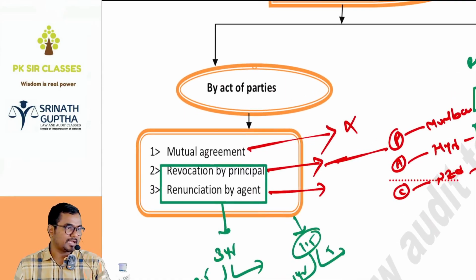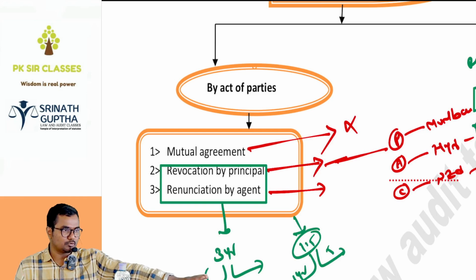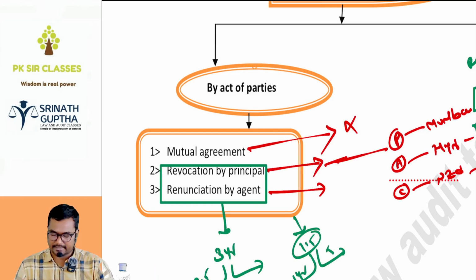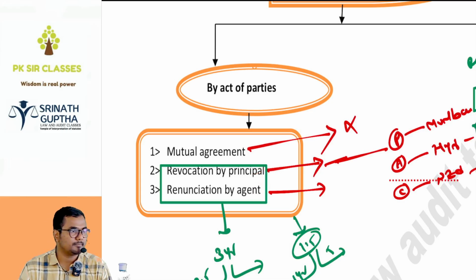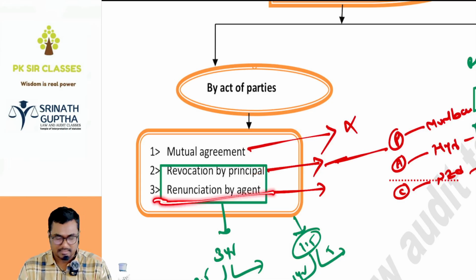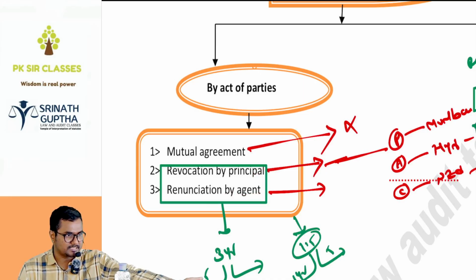By mutual agreement: I said, Vani, don't come to my office from tomorrow. She said, even I don't want to come, sir. Agency is terminated. Revocation by principal: I said, please don't come to my office. Renunciation by the agent: I want Vani as my agent, but she said, I am resigning, I am getting married, I will leave.